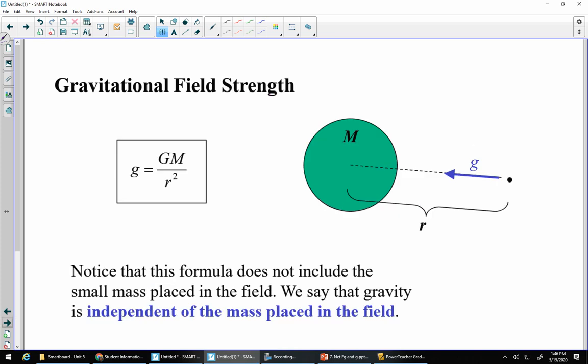Cool. Gravitational field strength, I already wrote this formula out. Just big things to know is this is the mass that is creating the gravitational field, and our radius is the radius from the center of that mass out to some random point in space. So there might not necessarily be anything there, but it's out at some random point in space. It doesn't matter if there's a mass in the field, like if there's a mass out here, or if there's not a mass. It doesn't matter whatsoever, right? The gravitational field at that point would be the same either way.